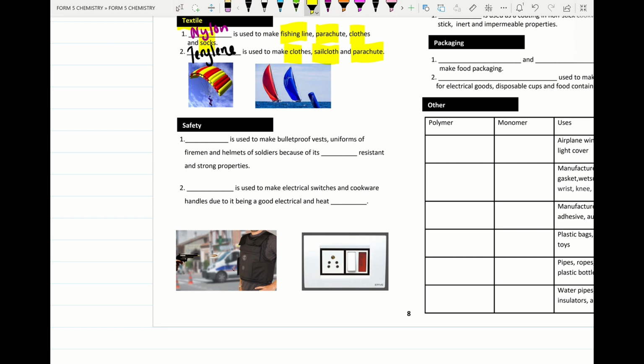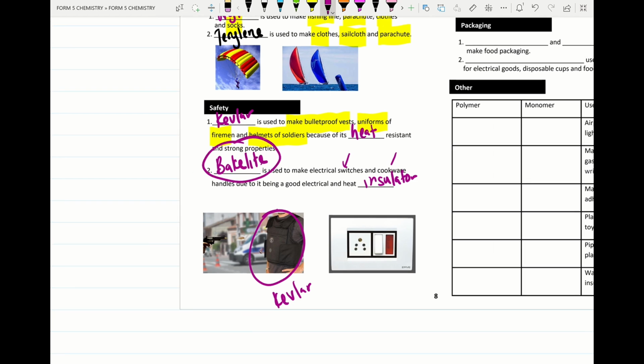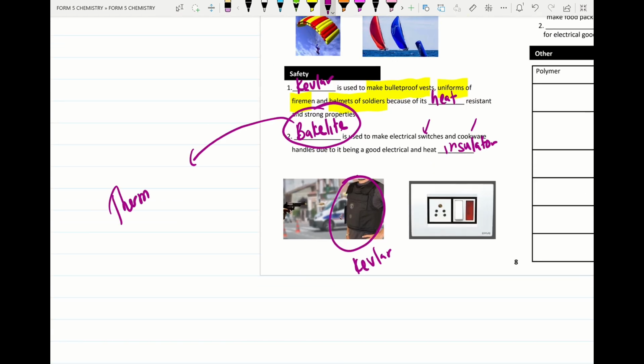Next, under safety. This polymer is used to make bulletproof vest, uniform of firemen, helmets of soldier. This polymer is known as Kevlar, because of its heat resistant and strong properties. Point number 2 is used to make electrical switch and cookware handle because of its good electrical and heat insulator properties. This type of polymer is known as Bakelite. Please remember, Bakelite is an example of thermosetting polymer.